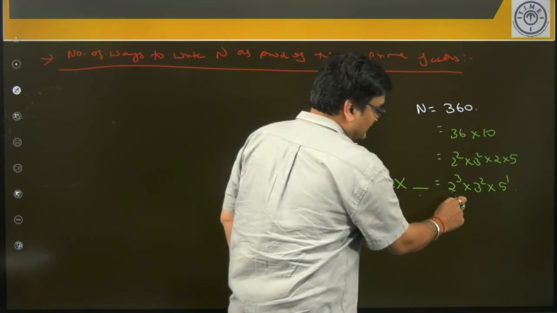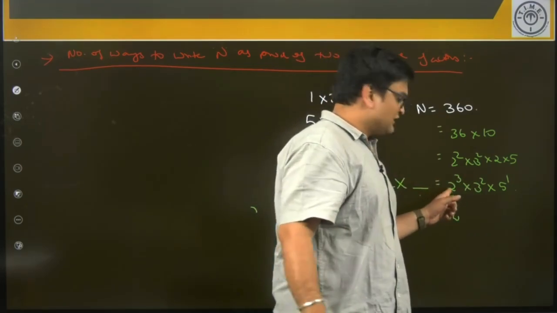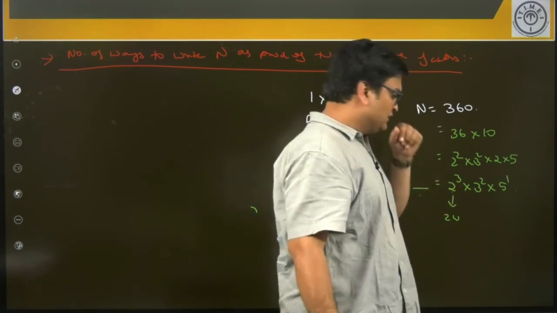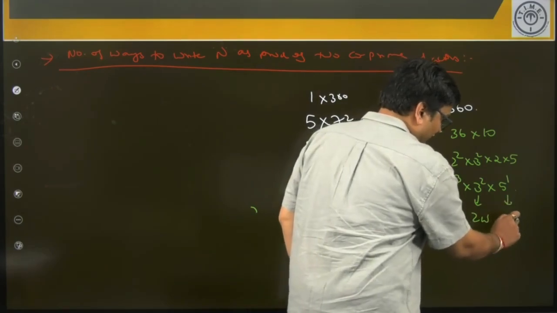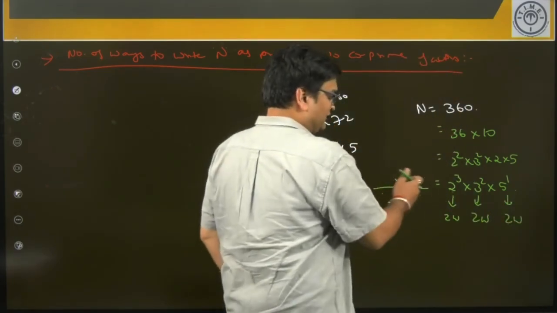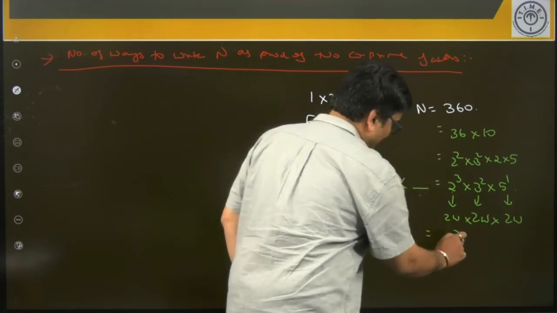So thus can I say there are two ways to place this 2 cube in one of the two numbers. Similarly for 3 square there are two ways. For 5 power 1 also there are two ways. It could either come here or here. So overall what is the number? 2 into 2 into 2, 2 cube.